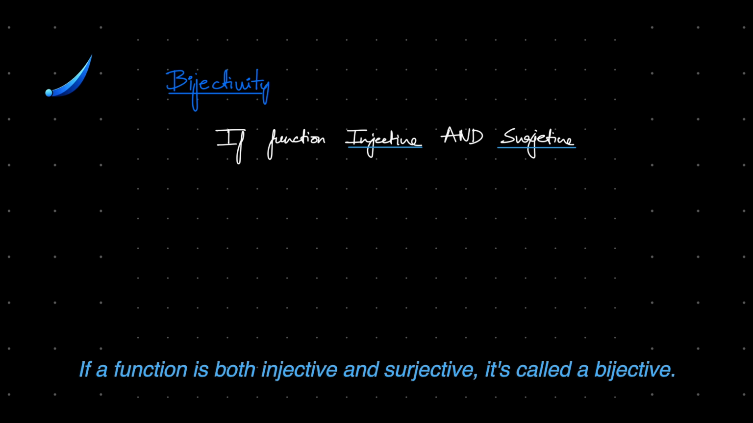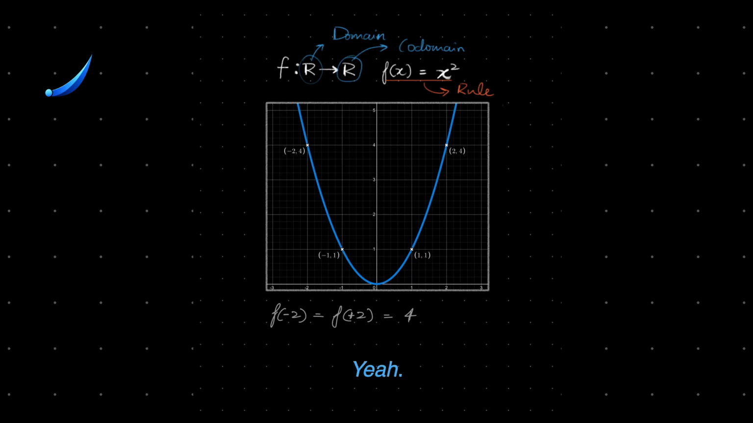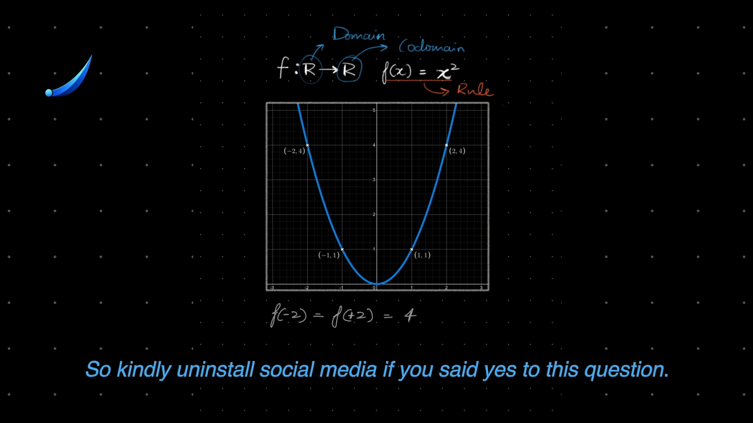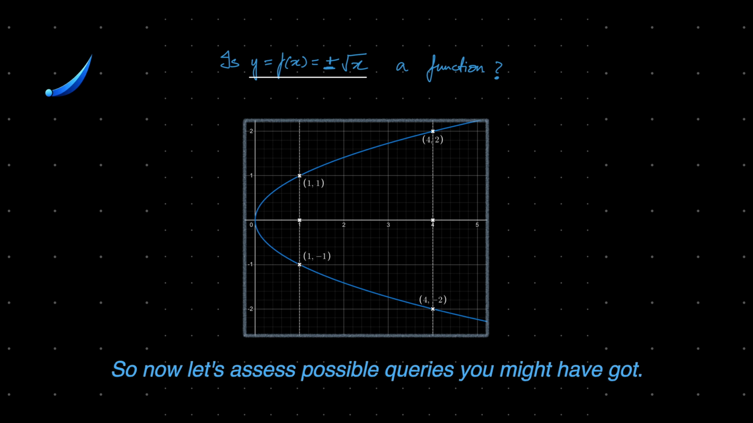If a function is both injective and surjective, it's called bijective. And our function is bijective, right? Yeah. So kindly uninstall social media if you said yes to this question. So now let's assess possible queries you might have got.